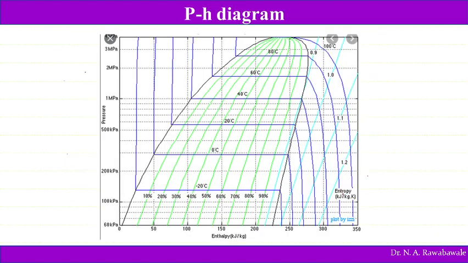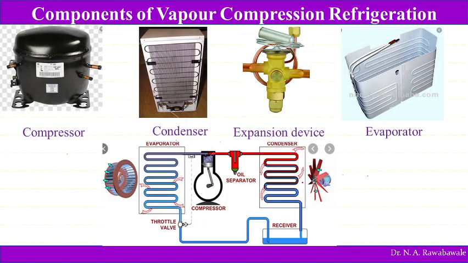So here the entropy unit I called kilojoules per kg. Actually it is kilojoules per kg degree Kelvin. So these were the two mistakes in the previous lecture. Okay. So now we'll see the components of the vapor compression refrigeration system.